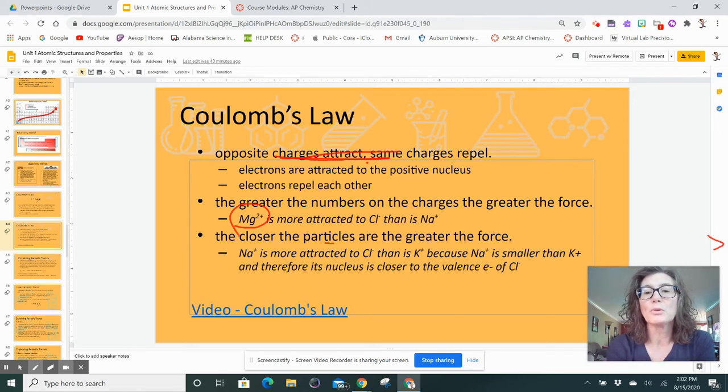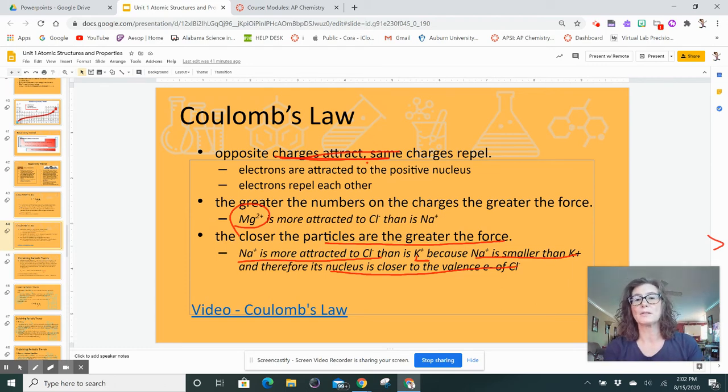The closer the particles are, the greater the force. So the smaller it is, the greater the force of attraction. If they're very, very far apart, then they're not as attracted. So sodium is more attracted to chlorine than potassium is, because sodium is smaller than potassium, and so its nucleus is closer to the valence electrons of chlorine. There's a video link in the PowerPoint on Coulomb's law that you should watch. Just remember, this helps to explain why some of the trends happen the way they do.